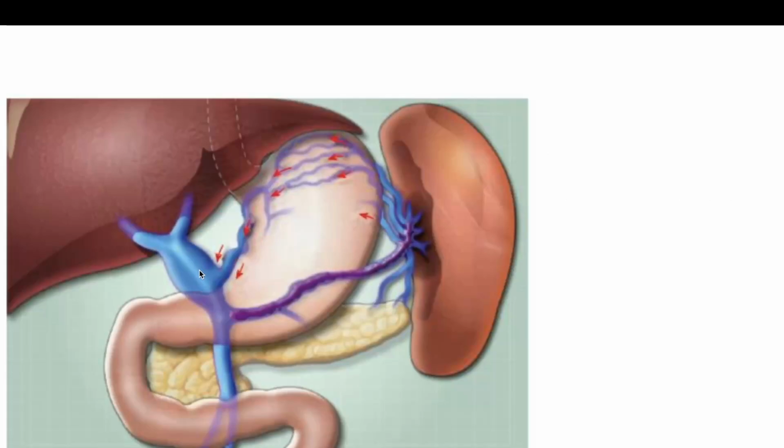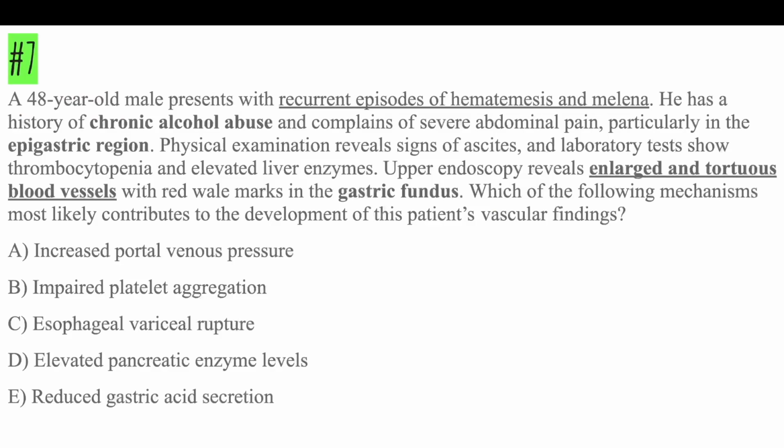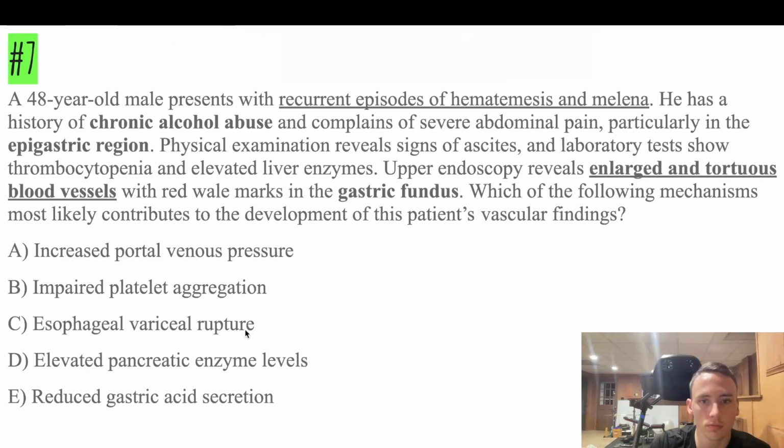So in summary, the most likely mechanism contributing to the development of gastric varices, as you saw in this question, is increased portal venous pressure due to portal hypertension, which can be a consequence of chronic pancreatitis and its associated complications. So there you have it.